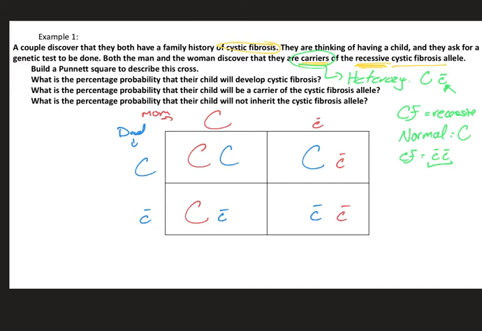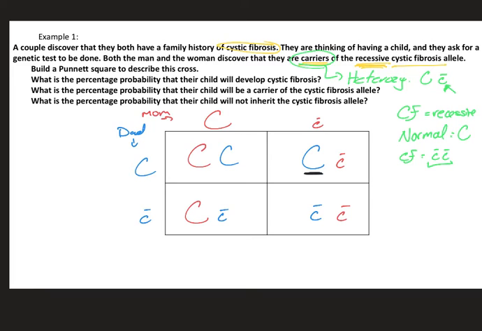One of the things I do want to make sure you point out is please always make sure you have the capital first and then the lowercase. Okay, so this is the cross where top left, we're going to have big C, big C, bottom left, big C, little c, top right, big C, little c, and then bottom right, little c, little c.